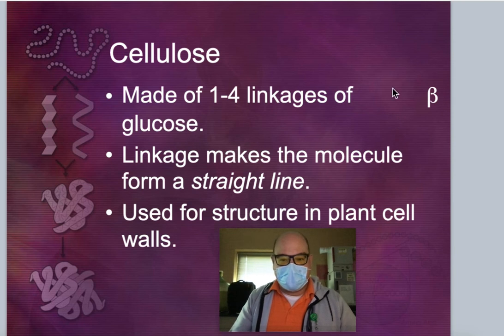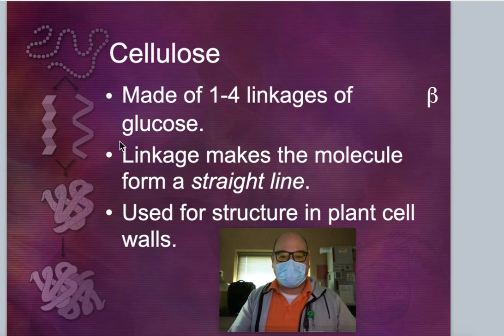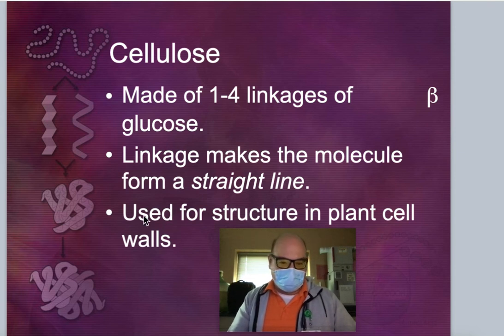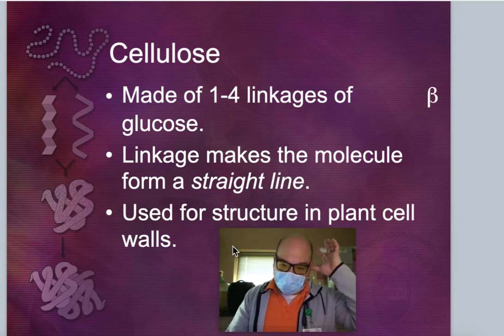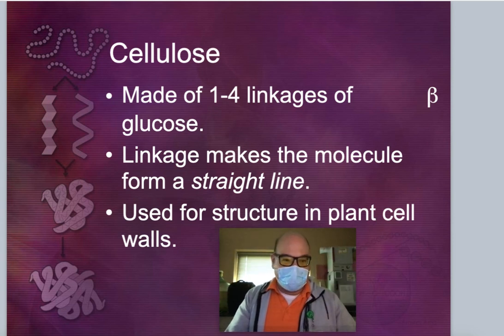Cellulose, here's the Greek letter beta. It's made of linking glucose. So they have the same raw ingredient, just a different isomer. This linkage makes these guys form straight lines that wrap up into fibers, and they make plant cell walls, which is basically what wood is. So we can build a house out of wood, and you can't build a house out of sugar.